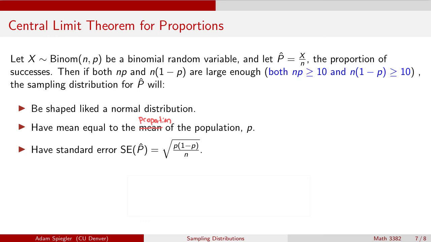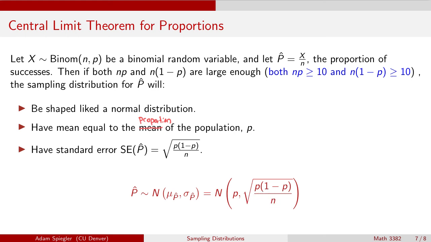And so to summarize this in one formula, what we can see is as long as our sample is large enough, the distribution for sample proportions is going to be normal. Its mean is going to be equal to the population proportion, and its standard error is going to equal the square root of p times 1 minus p over n.